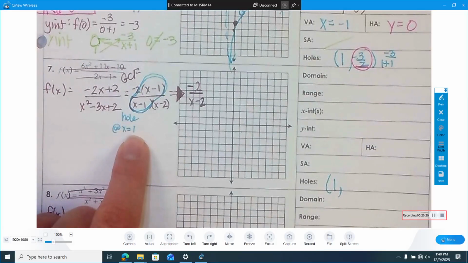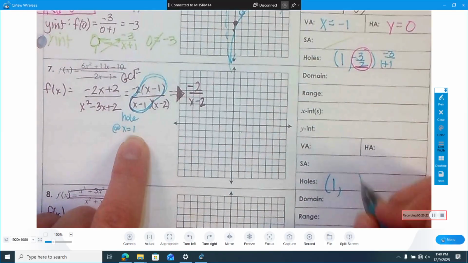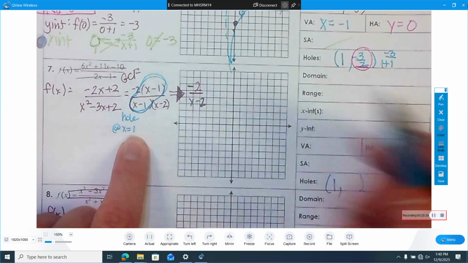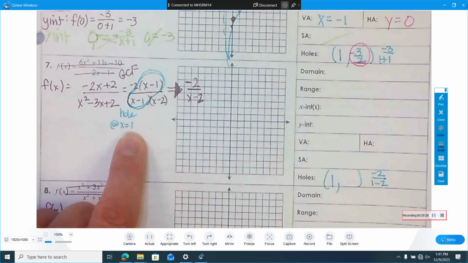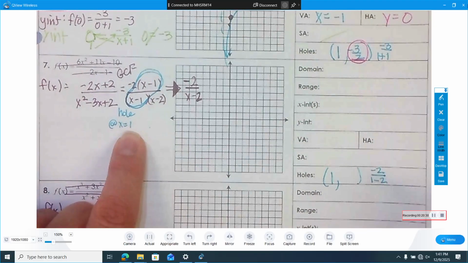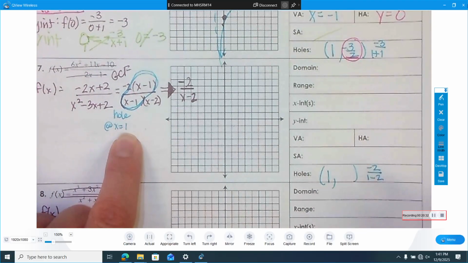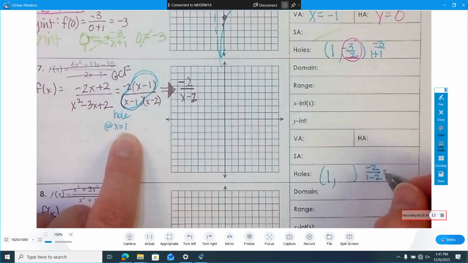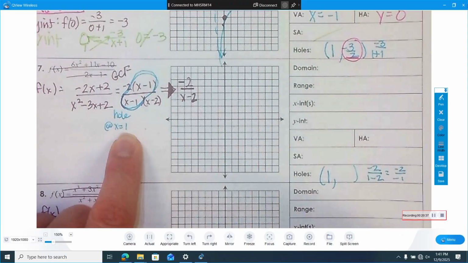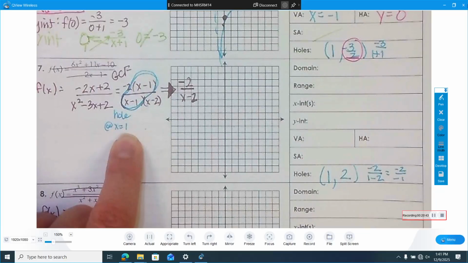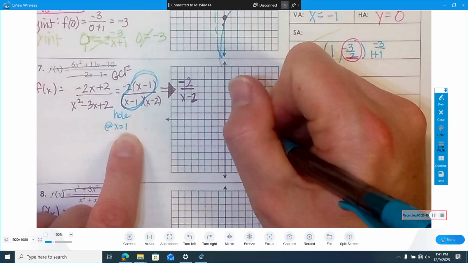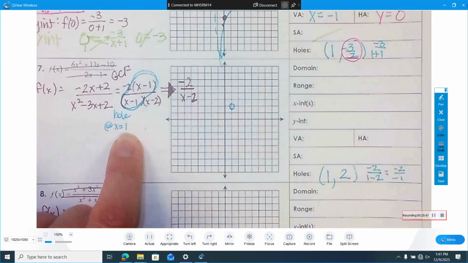How do we figure out the y value? Yeah, you plug it into the simplified function. So that'd be negative 2 over 1 minus 2, which could give me negative 2 over negative 1, which gives me positive 2. All right. So my hole is at 1, 2. I guess I'll graph that. 1, 2. There's a little hole right there.